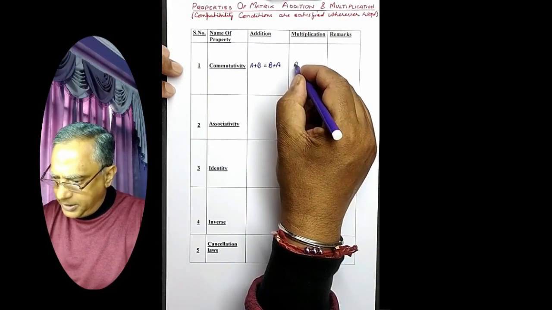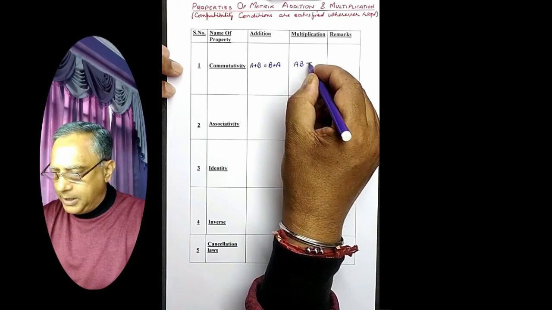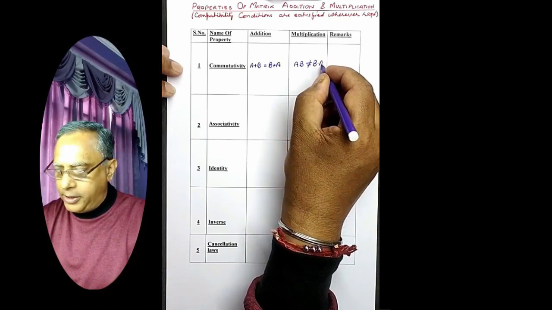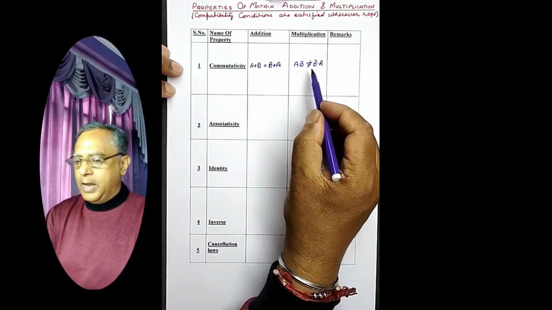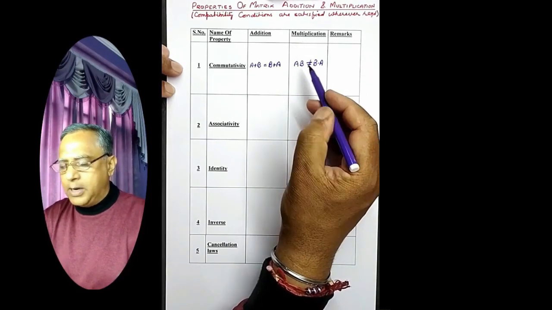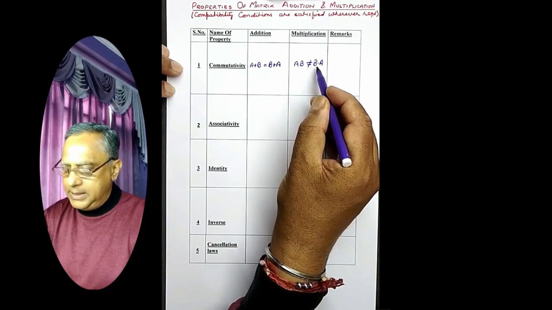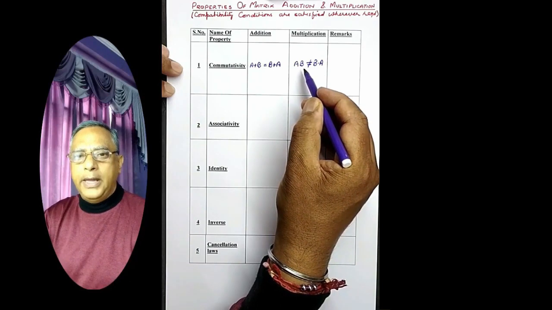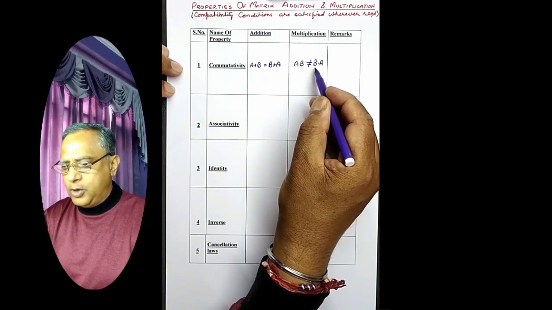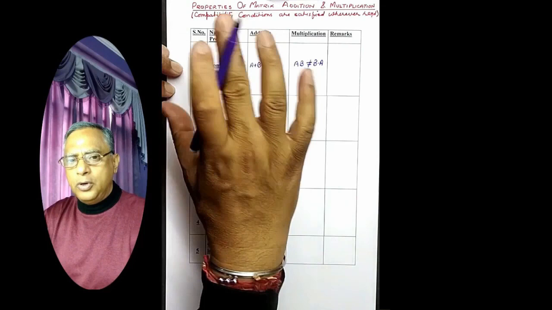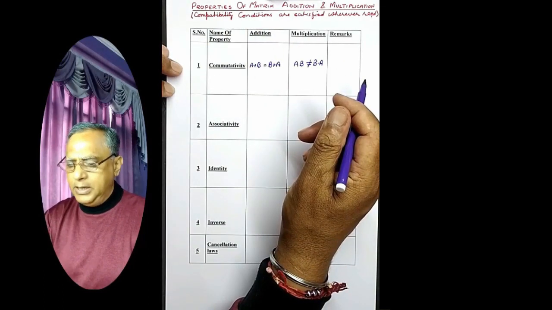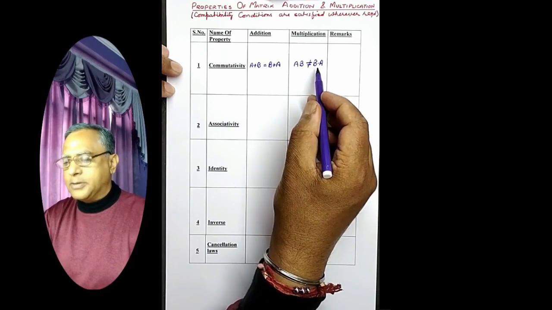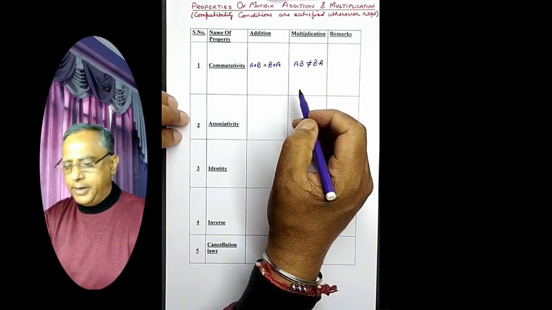For multiplication, this property is not true. AB is not equal to BA. And while doing examples on multiplication, I told you that this is the first situation we have studied where AB is not equal to BA. In real numbers, 2 into 3 used to be equal to 3 into 2. Multiplication was always commutative. Addition was also commutative. But here, matrix multiplication is not commutative.